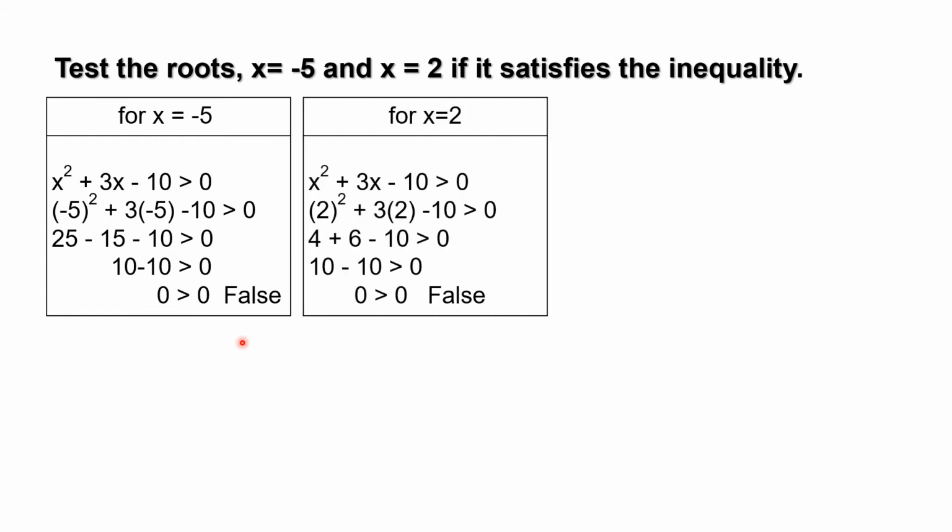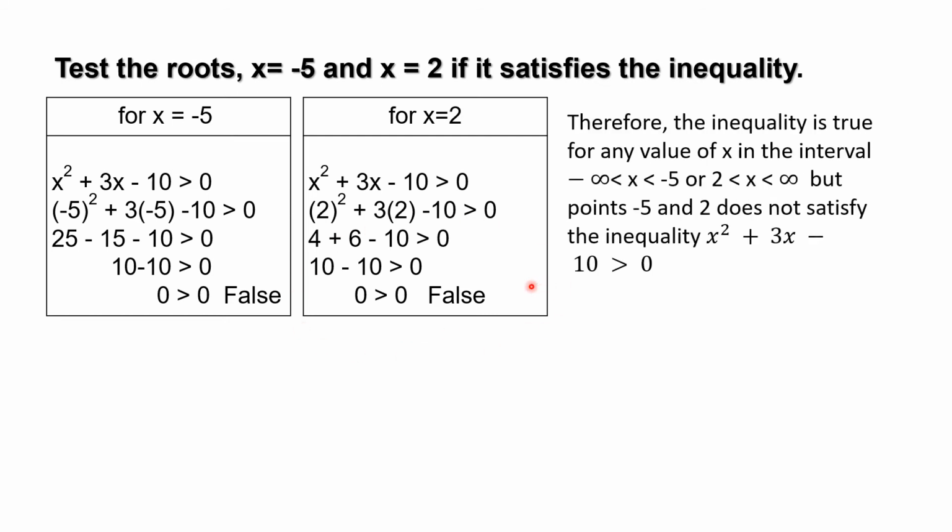For x equal to 2, same process, we substitute x equal to 2 to our inequality x raised to 2 plus 3x minus 10 greater than 0. So simplify, we will get 0 greater than 0. Is 0 greater than 0? No. So, false pa rin.